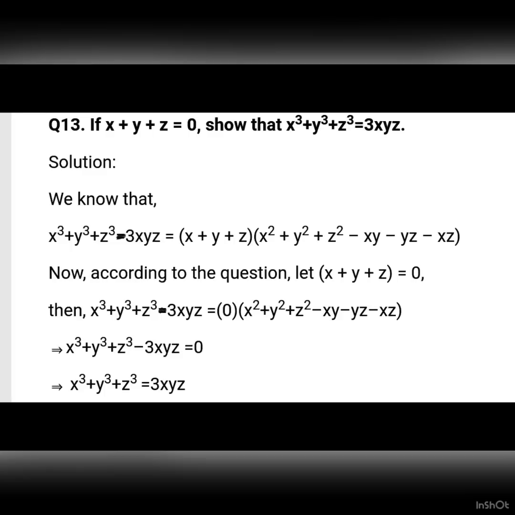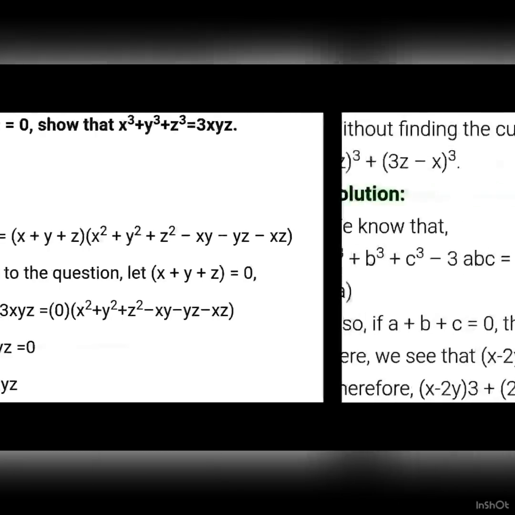Let us shift 3xyz on the right hand side. We have x cube plus y cube plus z cube is equals to 3xyz. Again we can use this as identity in any question. If we are given the sum of three terms is 0, sum of cubes of three terms is equals to 3 into first term into second term into third term.